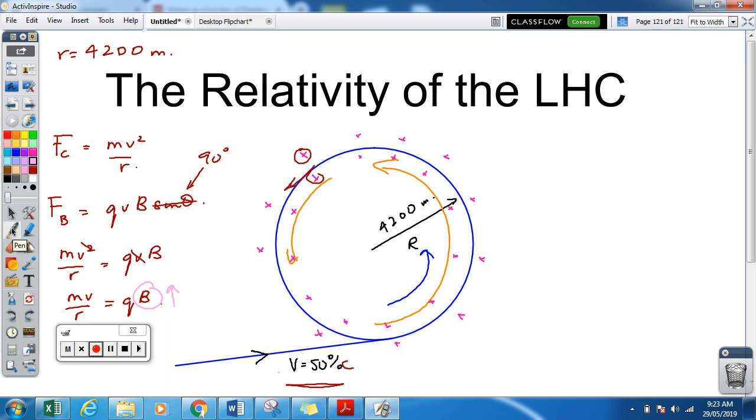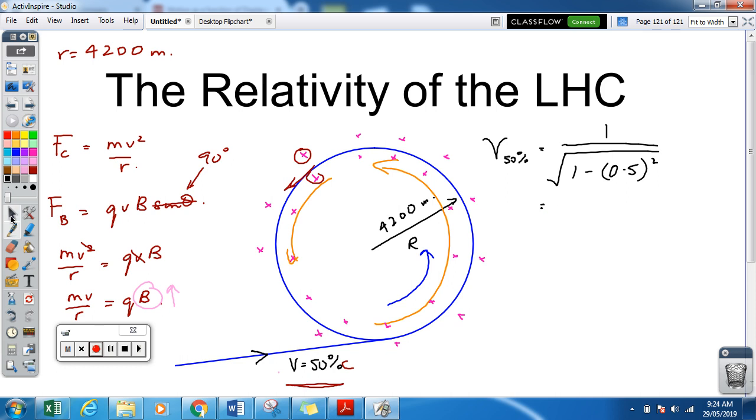We need to find the gamma factor at 50% of the speed of light. That gamma factor at 0.5c will be 1 over the square root of 1 minus 0.5 squared. Just doing a quick calculation on that. I'll just pause while I do it.